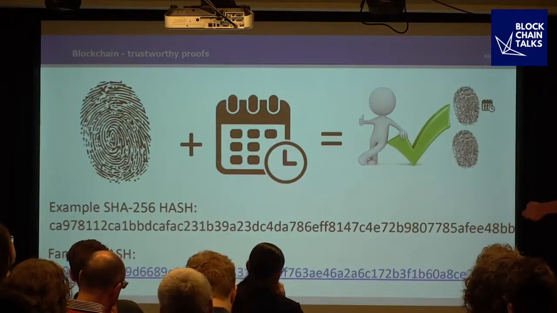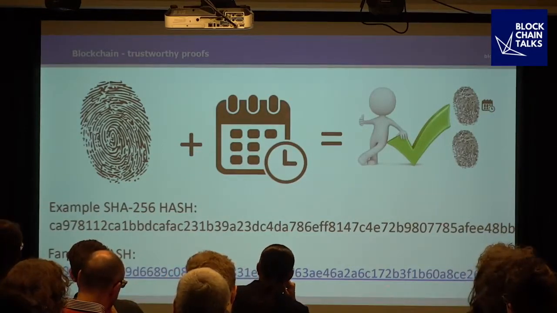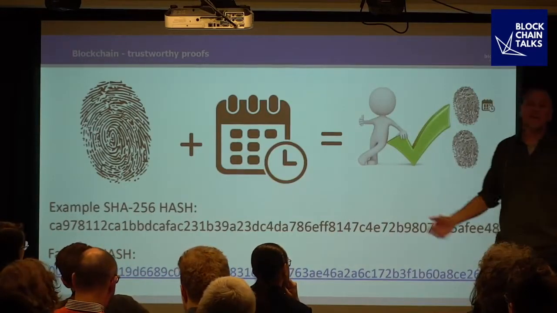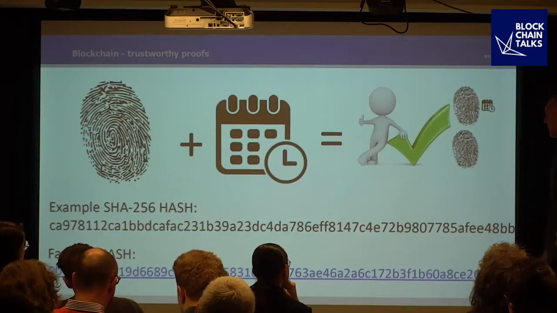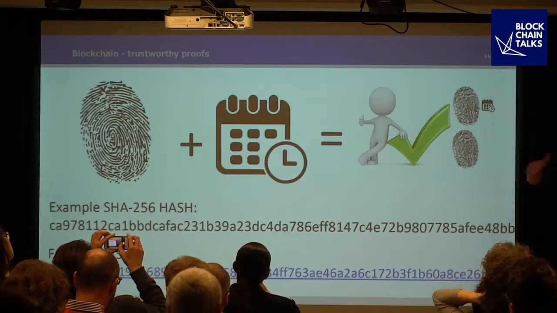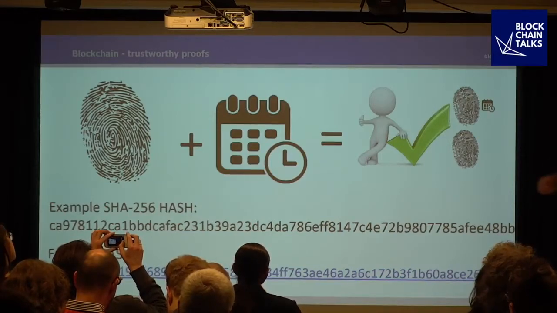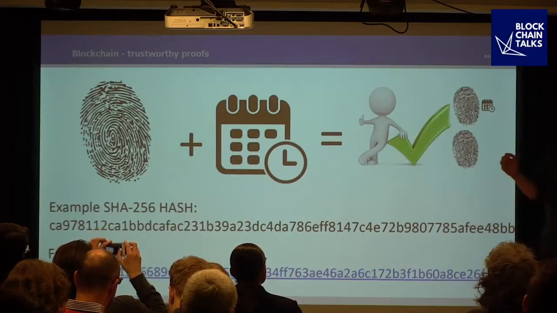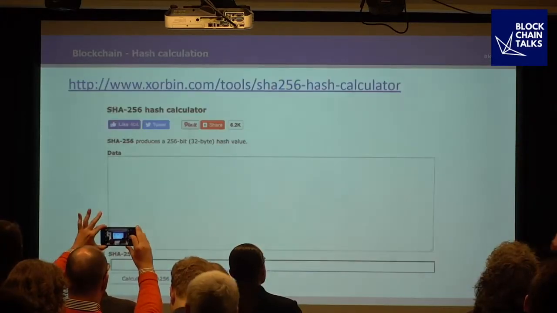We need proof that this block is still valid. We needed this proof nine years ago, and we need it today. And we will need it in 20 years as well, which is a different story. But what we can do is fingerprint and timestamp, so we can verify later that it's exactly the same fingerprint. And that is one of the beauties of a hash.